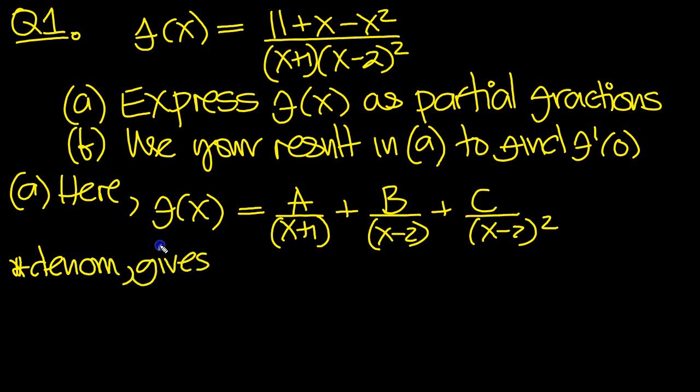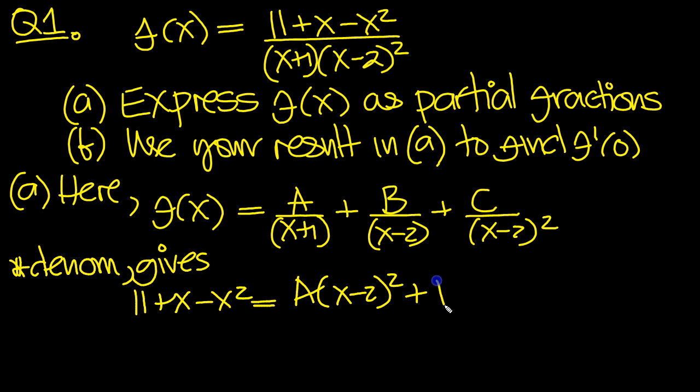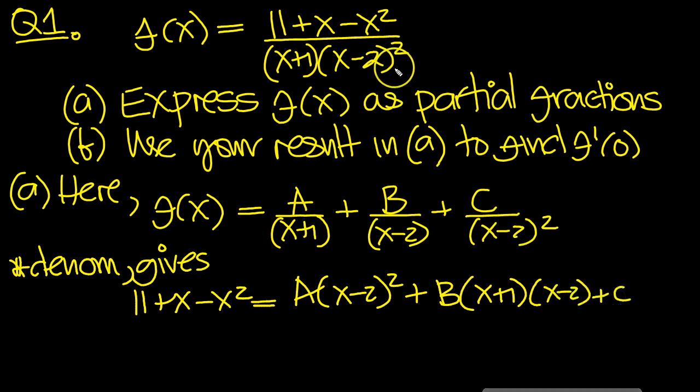gives, so on the left if we multiply by this denominator we'll simply get the numerator, 11 plus x minus x squared. On the other side, multiplying by the denominator then, here the x plus 1 will cancel to leave a times x minus 2 squared plus b, and here only one of the x minus 2's will cancel, and then plus c, and both of the x minus 2's will cancel, we'll just be left with the x plus 1, won't we? So that's what we've got then.